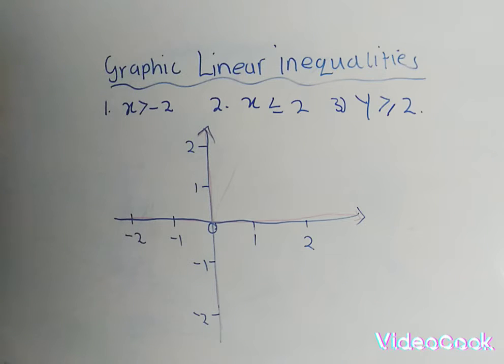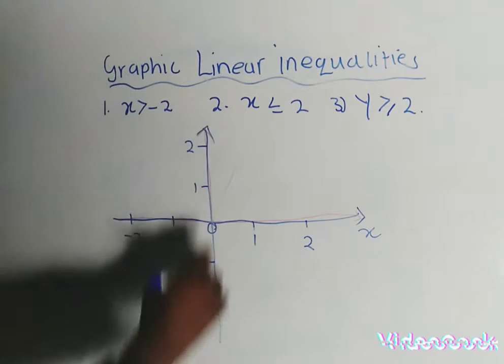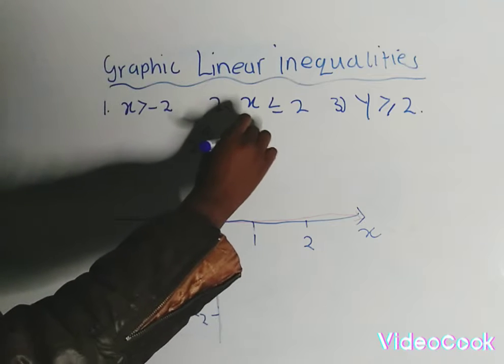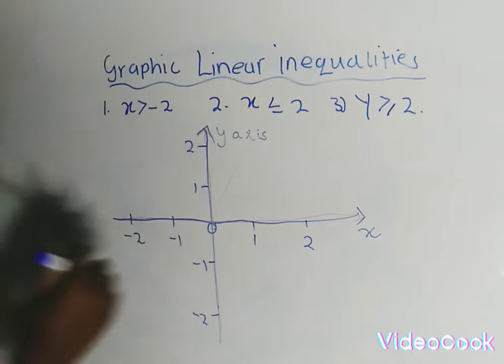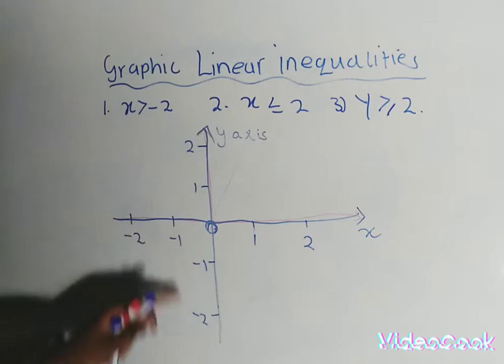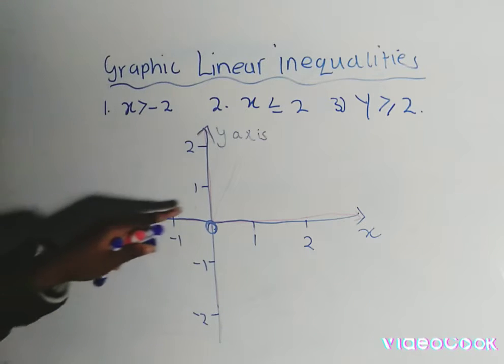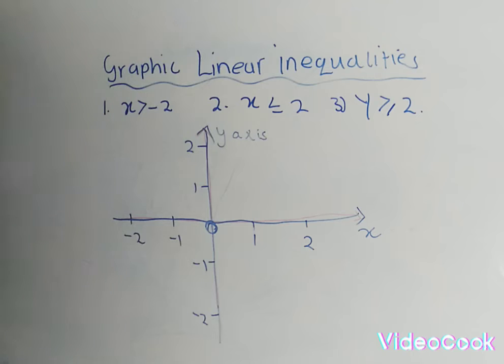Linear inequalities. We have done showing inequalities on the number line. Now we are going to show them on a Cartesian plane. This horizontal line, we call it the x-axis. The vertical line, we call it the y-axis, right? With that being said, this is where our 0 is. On the right here, these are the positive numbers of x, negative numbers of x, positive numbers of the y-axis, and negative numbers of the y-axis are there.